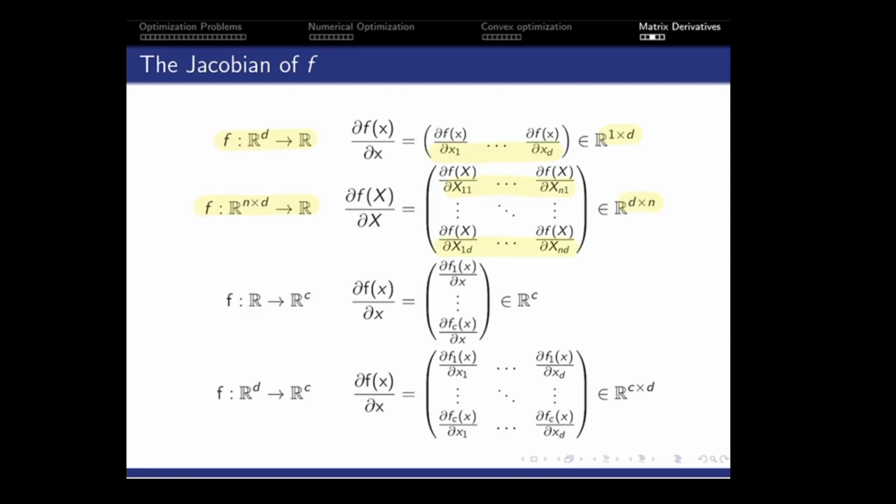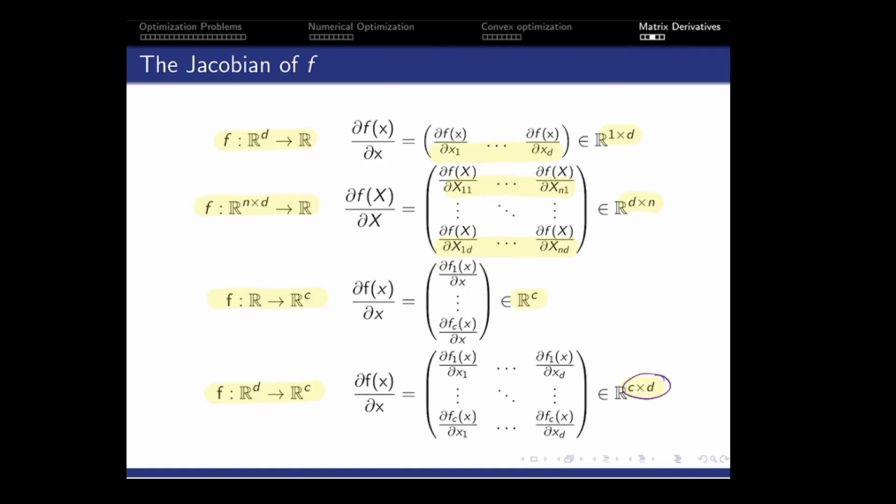Now the Jacobian is maybe a bit more intuitive if you map from the real values to a vector space. For example, here the space has c dimensions, and then you see that you get here a vector which has the same dimensionality as your output space. And if you map from a d-dimensional vector space to a c-dimensional vector space, then you see that the dimensionality of output and input vector space is swapped. So here it was basically from d to c, but the Jacobian has a dimensionality of c times d.